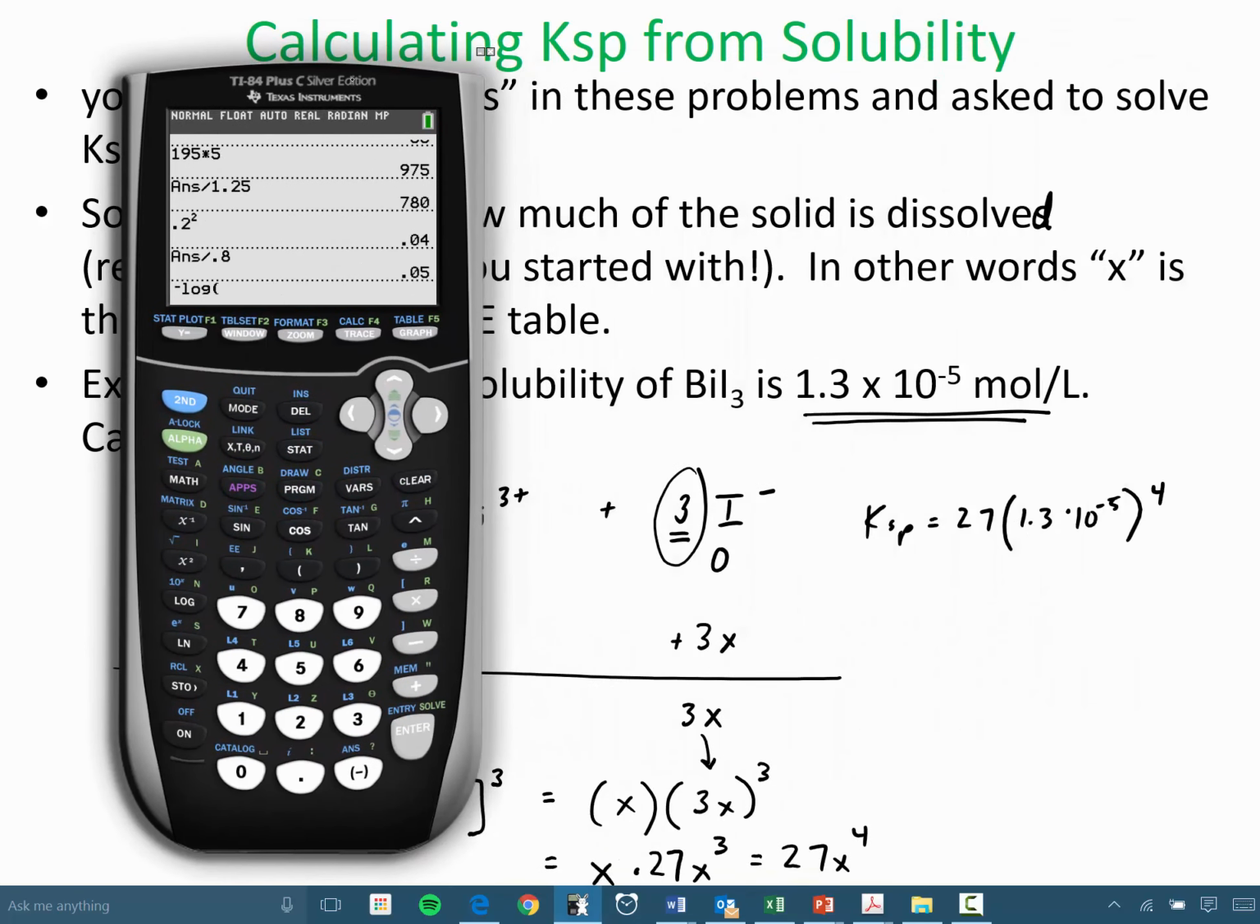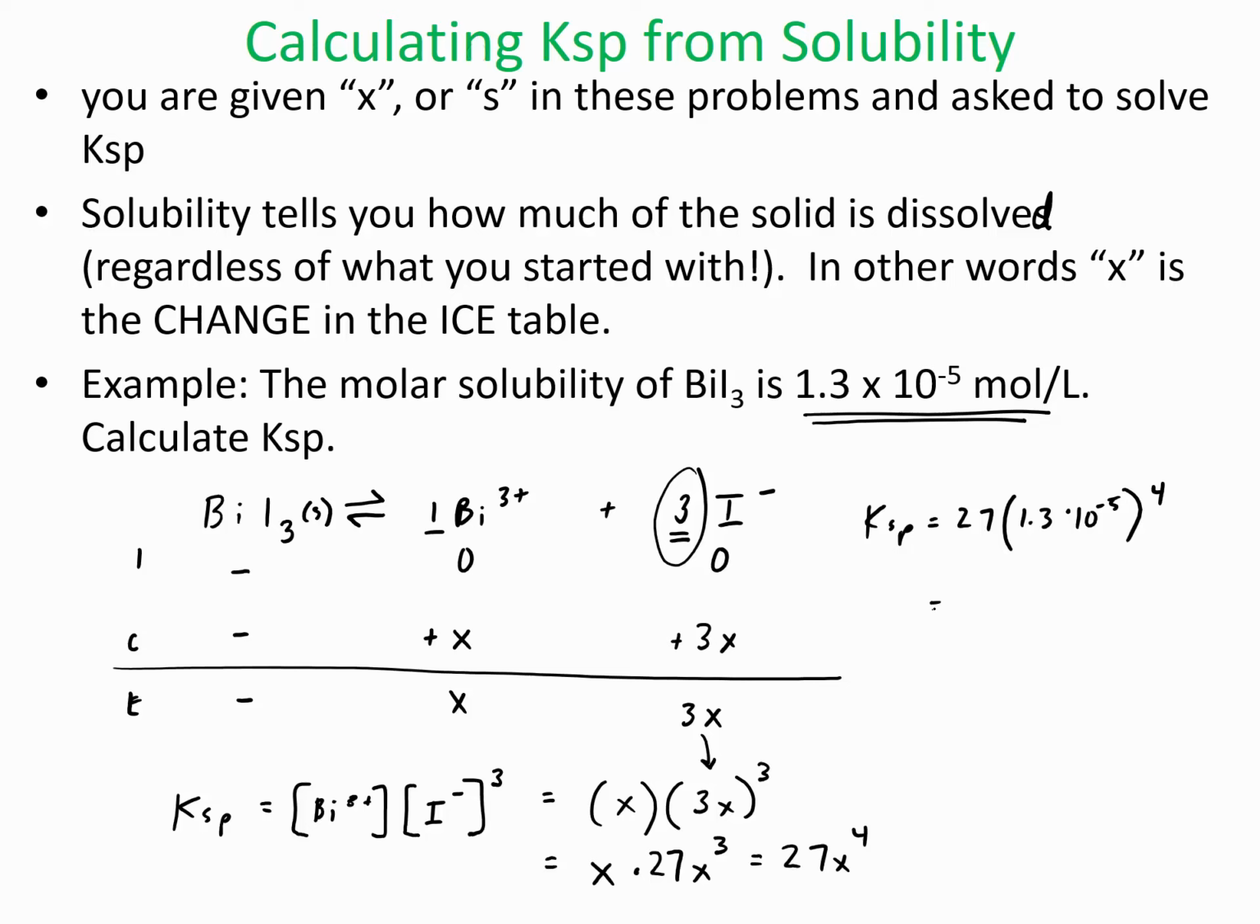And then I'm going to go 27 times 1.3 times 10 to the negative fifth, and take that to the fourth power. Okay, so I should get 7.7 times 10 to the negative 19th. And KSPs, just like all the other equilibrium constants, are unitless.